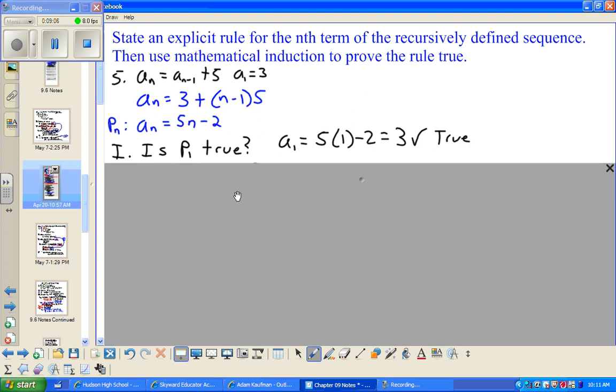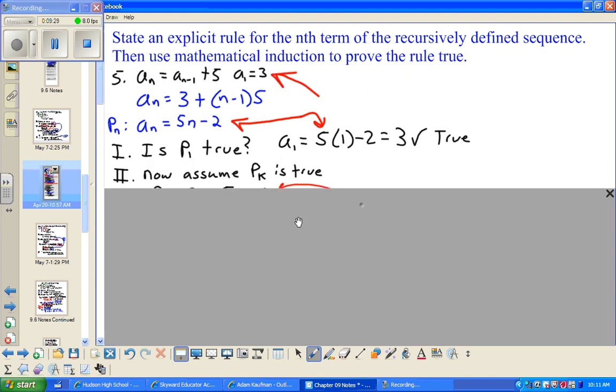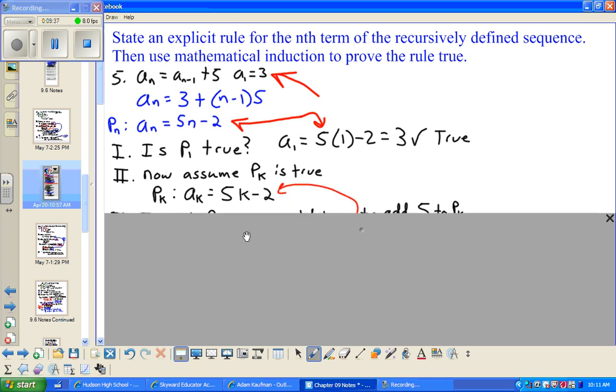So then from there, the first step is to show that p sub 1 is true. Well, a sub 1 would equal, this is where I would take the rule that I'm working with here that I'm trying to prove, plug a 1 in for n, and I show that I get 3. How do I know that that's true? Well, remember, I was given the first term is 3, so I just showed it works for p sub 1. Now assume p sub k is true. Well, to get p sub k, I just replace the n's with k's. So a sub k would equal 5k minus 2.